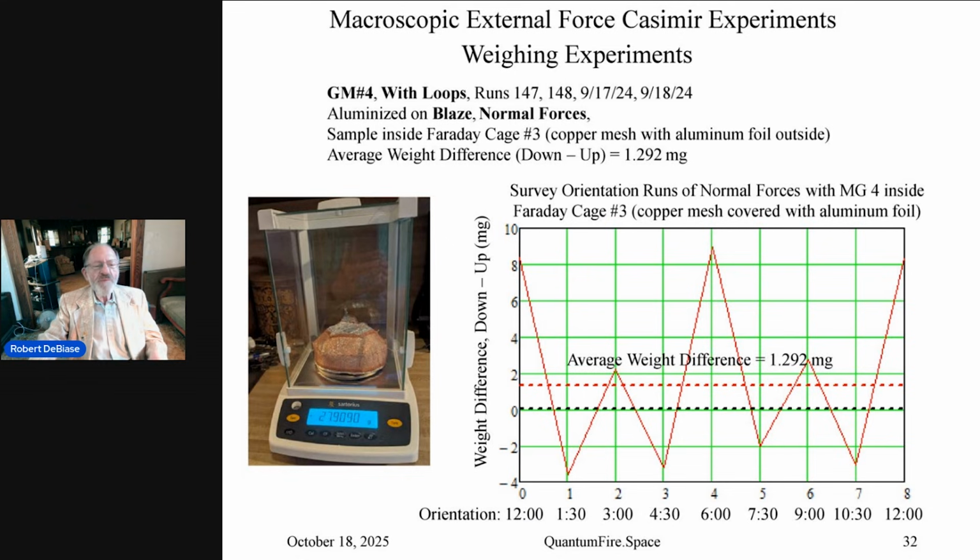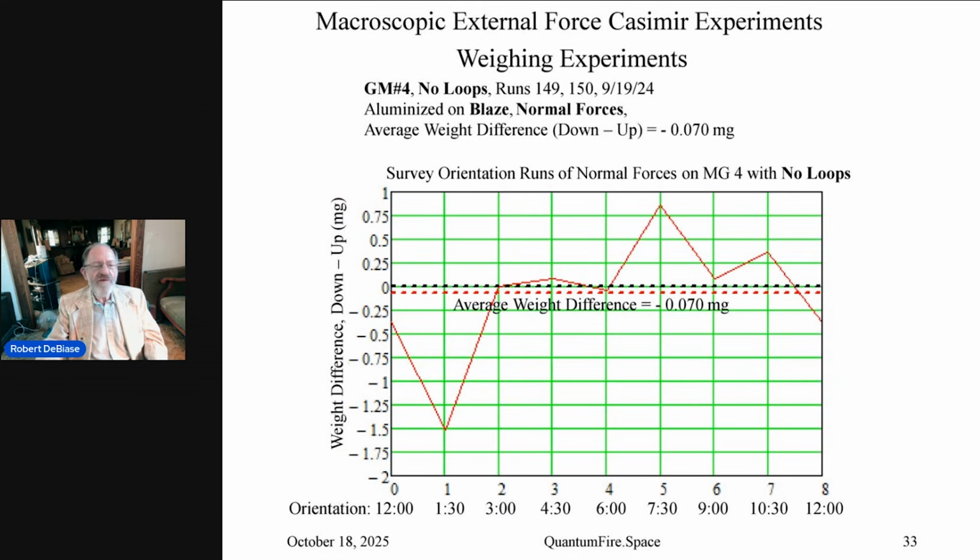These here have loops. All right, it says GM4 with loops, and the loops are on the paper clamps. There are these things you press to open up the paper clamp. Okay, so you take those loops off, and it changes it. It lowers the amount that you get out here, the amount of force. I think I have an idea why.